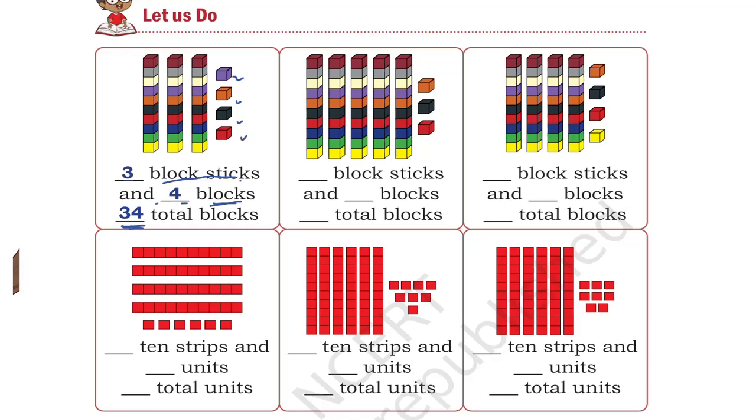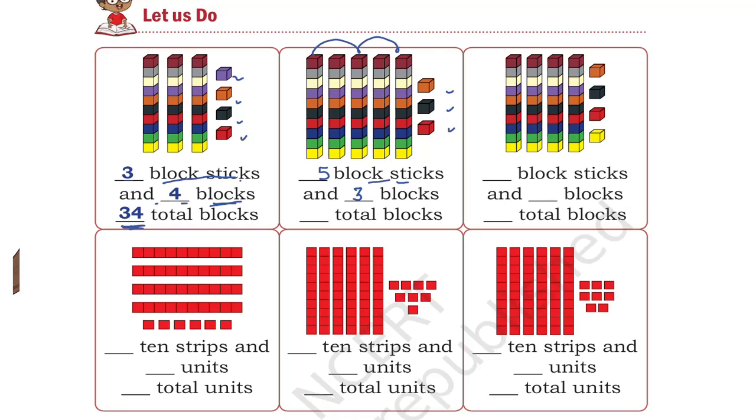Let's see how many block sticks we have here. We can see there are 3 plus 2. There are a total of 5 block sticks. And how many blocks will be there in 5 block sticks? Obviously, if one block stick has 10 blocks, in 5 block sticks there are going to be 50 blocks. You guessed it right, and there are a total of 3 blocks loose.